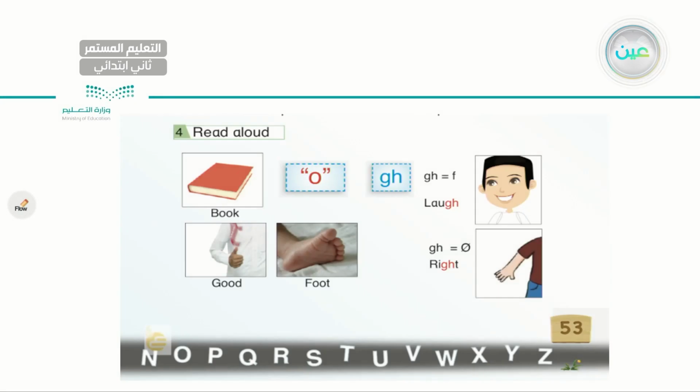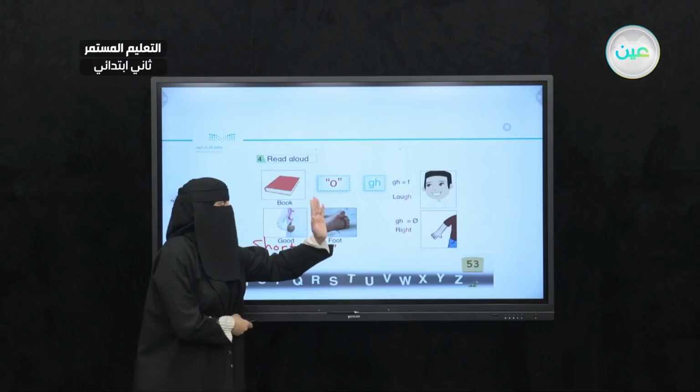Okay, now moving to the lower part, as you can see to your left, here I have the short sound, the short O. Book, good, foot. So here I have short O. Book, good, and foot.